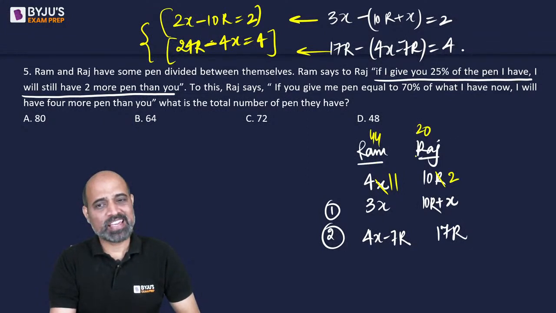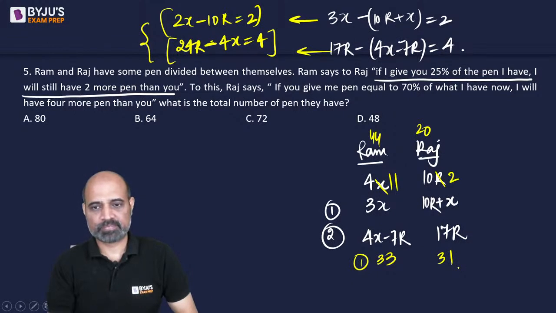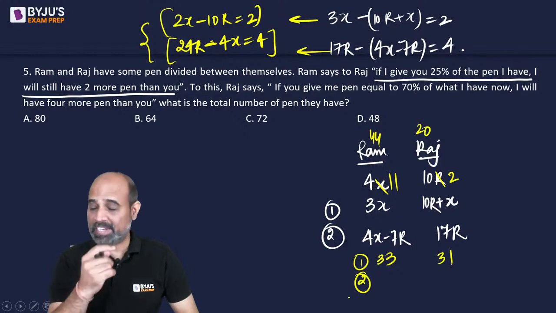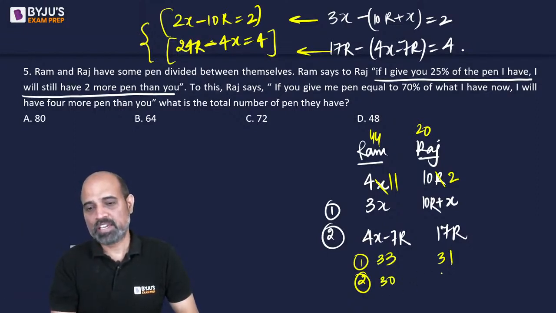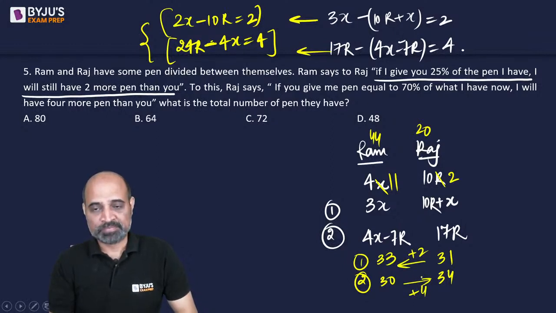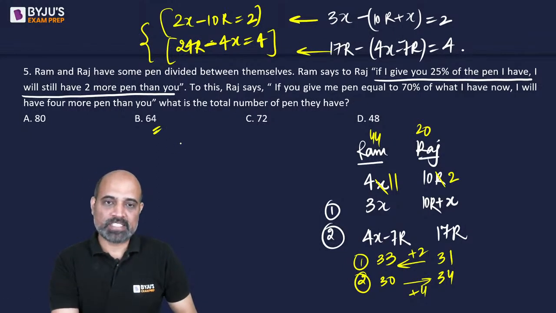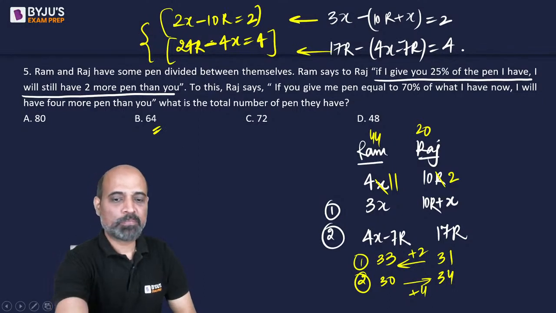So Ram, when he gives 25%, that is 11 to him, Ram will be left with 33 and 11 इधर चला जाएगा, इसके पास 31 आ जाएगा. So that is 2 more. And the second one is अगर 20 का 70%, which is 14 अगर उधर से चला जाएगा, so he will have 30 and I will have 34. So this is 4 more and this is 2 more, right? So I do get 64, but the thing is I randomly put in the values here.